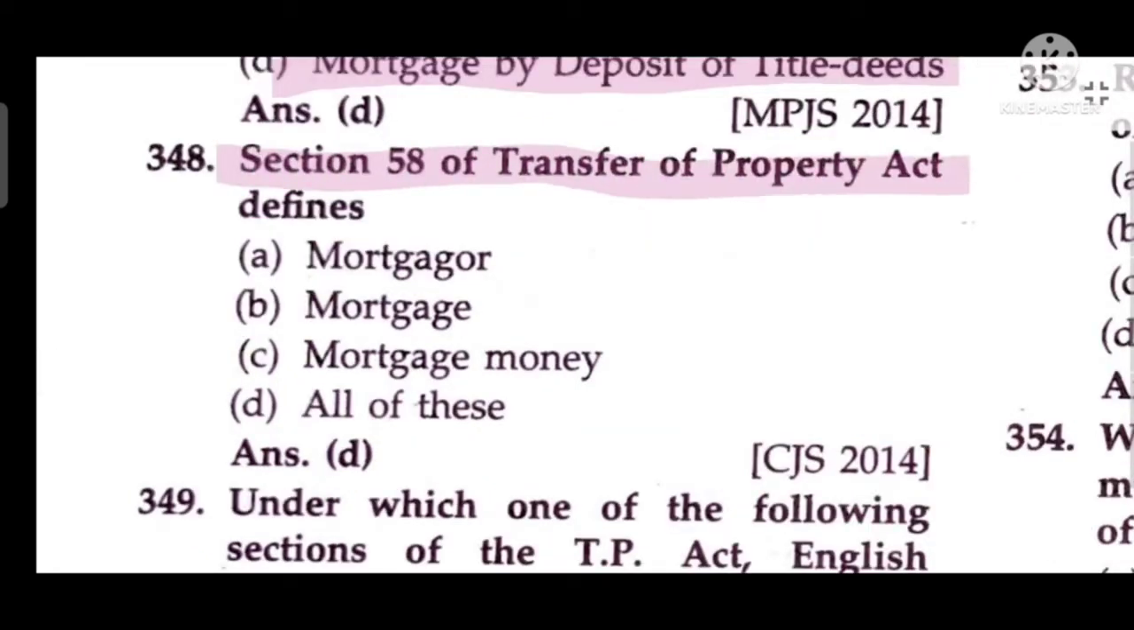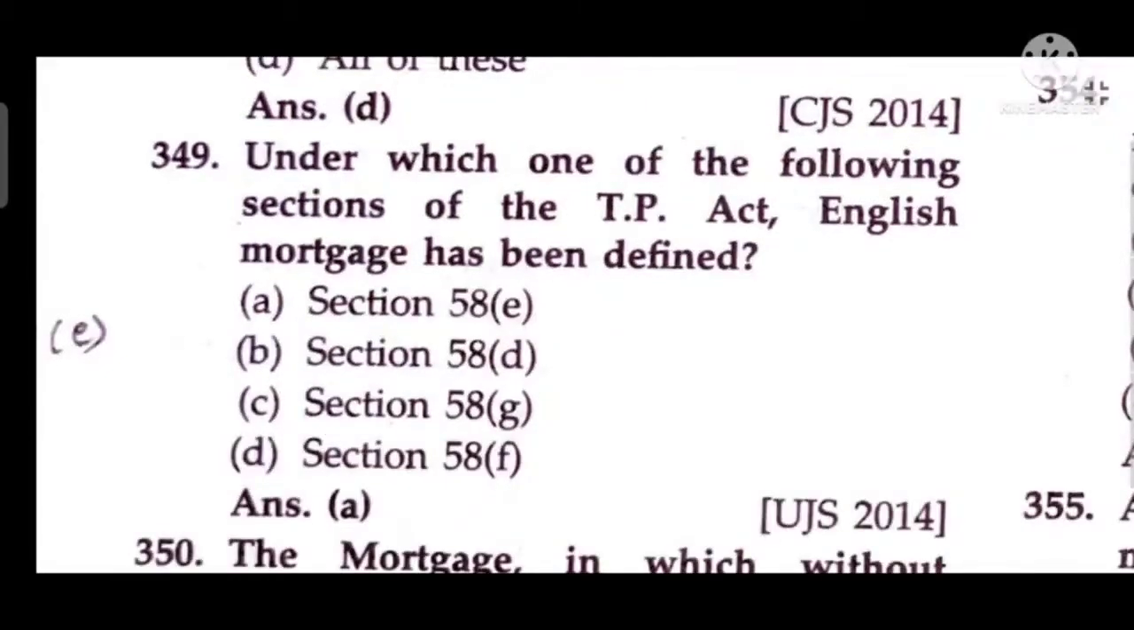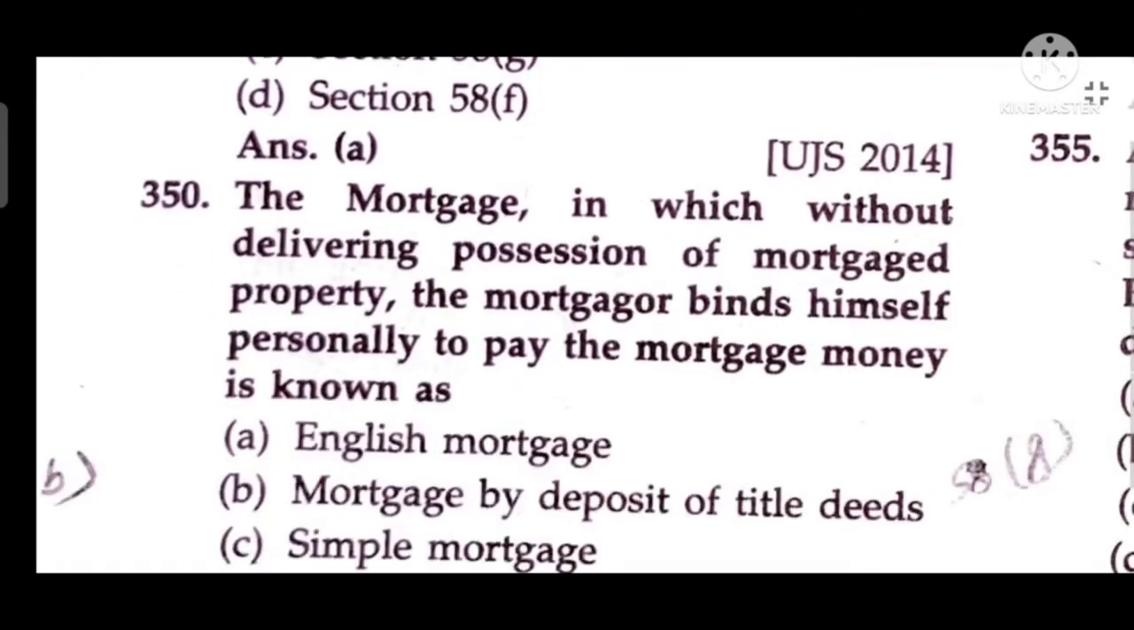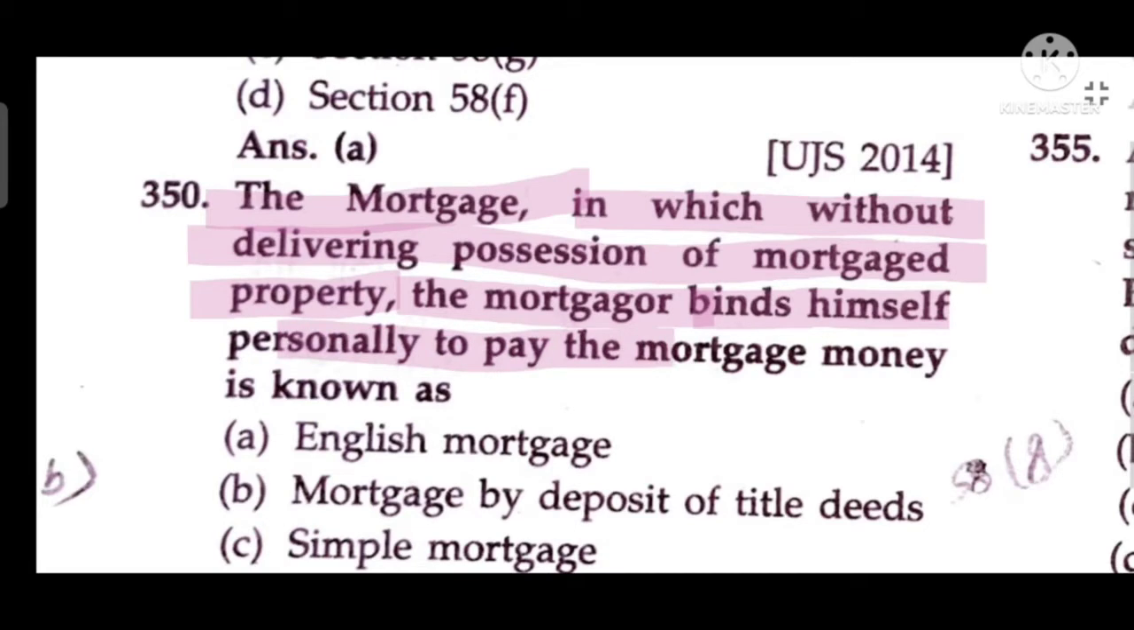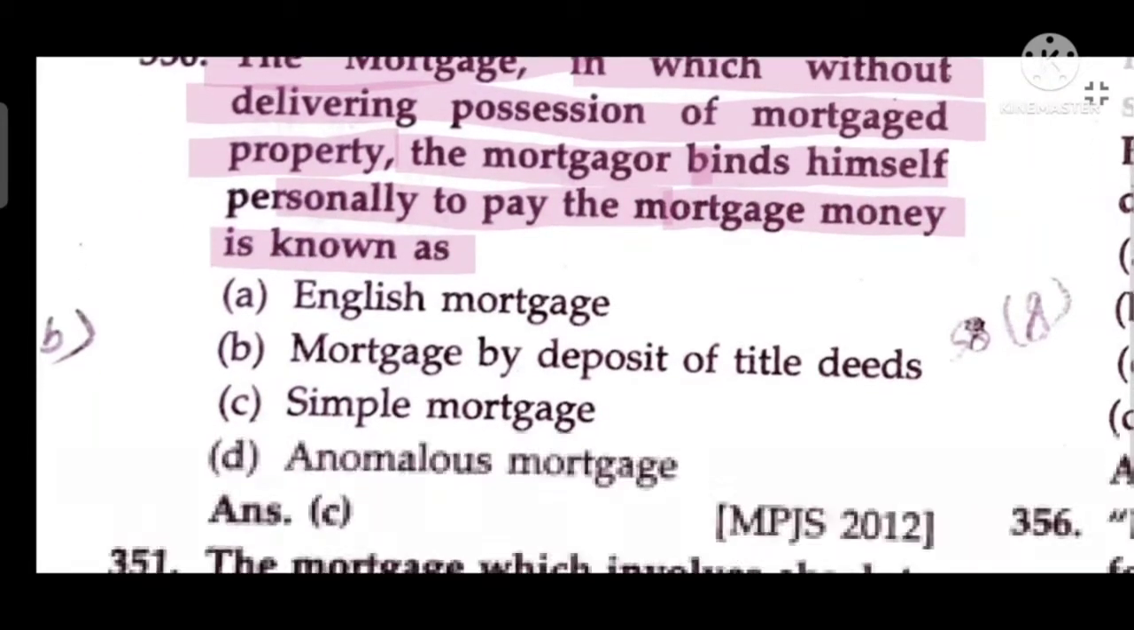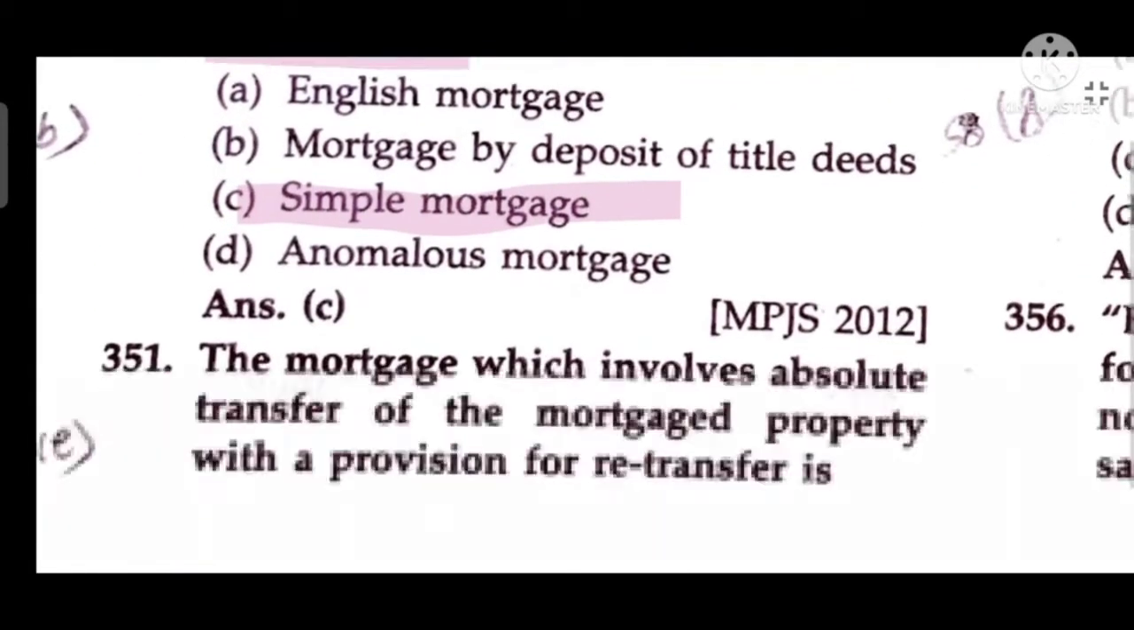Section 58 of Transfer of Property Act defines mortgagor, mortgagee, mortgage money. Under which one of the following sections of the Transfer of Property Act has English mortgage been defined? Section 58E. The mortgage in which, without delivering possession of the mortgaged property, the mortgagor binds himself personally to pay the mortgage money is known as simple mortgage.